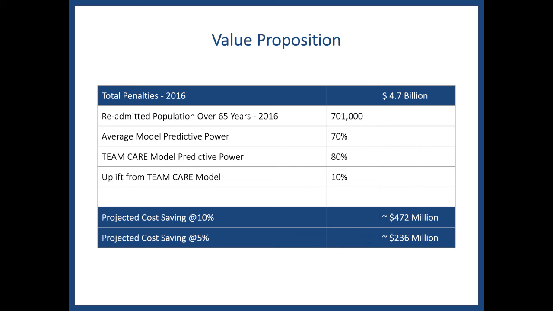Based on the Team Care predictive model, we concluded that we could provide at least a 10% improvement on some of the best existing models. This 10% improvement in readmission prediction would translate to over $470 million in savings for hospitals.